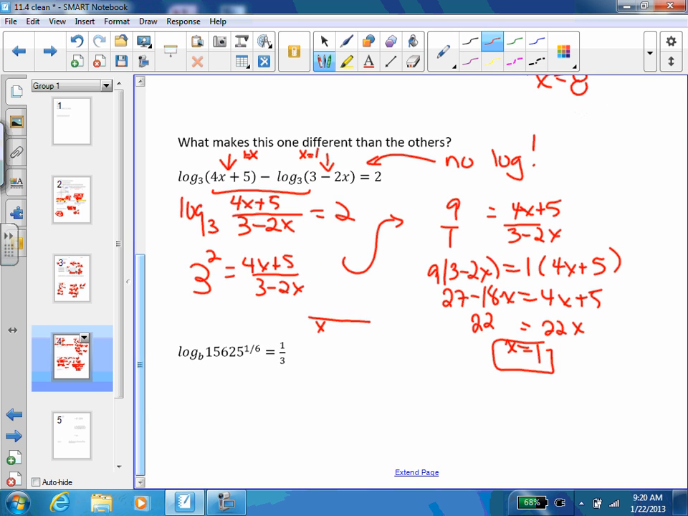So I usually do a little chart. And I say, this is my value of x, and these are the places that I plug it in. And I make sure that I get a positive value. This gives me 9. This gives me 1. That means my answer is okay. If any of these values would have been negative, then I couldn't have used 1 as my solution. Does that make sense?